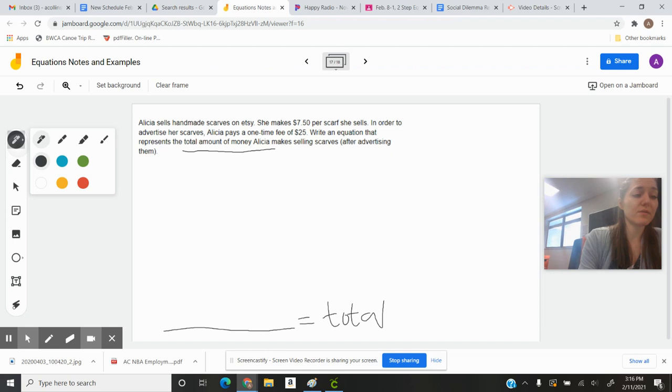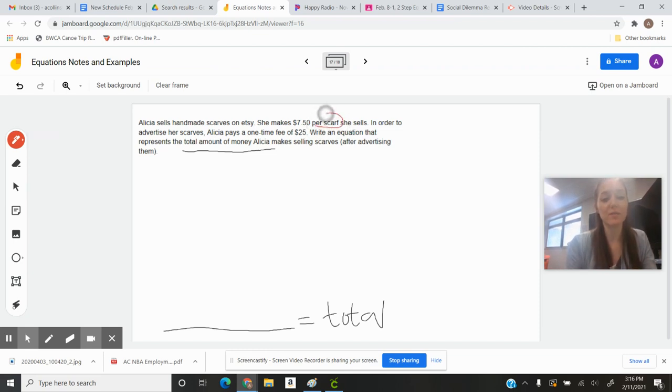Okay, now I need to find the variable. The variable is going to be around anything like every or per. So she makes handmade scarves. She makes $7.50 per scarf. All right. So that's our variable, the scarf.